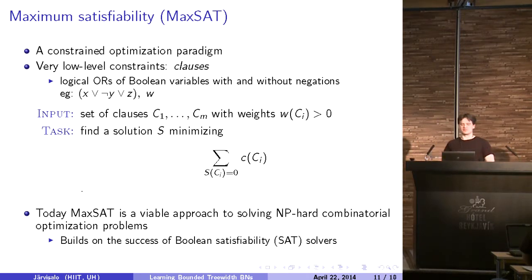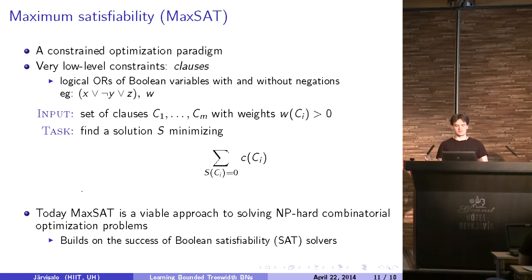So in MaxSAT, we're dealing with really low-level constraints called clauses that are basically logical ORs of Boolean variables. We're allowed to use only Boolean variables and declare logical disjunctions over the variables and their negations. Here's one clause. It says x1 should be true, or y should be false, or z should be true. The arity of the constraints can be whatever, but these are the only types of constraints.